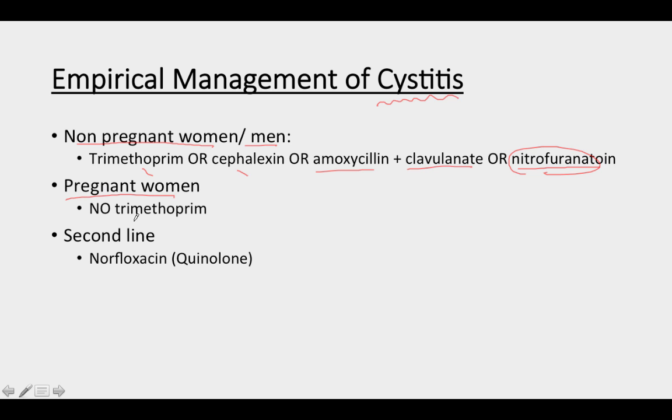In pregnant women, you're not allowed to give trimethoprim, and that's because, remember, it's a dihydrofolate reductase inhibitor, and folic acid synthesis is obviously very important for the maturation of a fetus, right? So you actually give folic acid supplements to ensure neural tube closure. Second line, if there's resistance, use the quinolones, so norfloxacin, ciprofloxacin. You can use those drugs as second line if there's no effect with your first line agents.